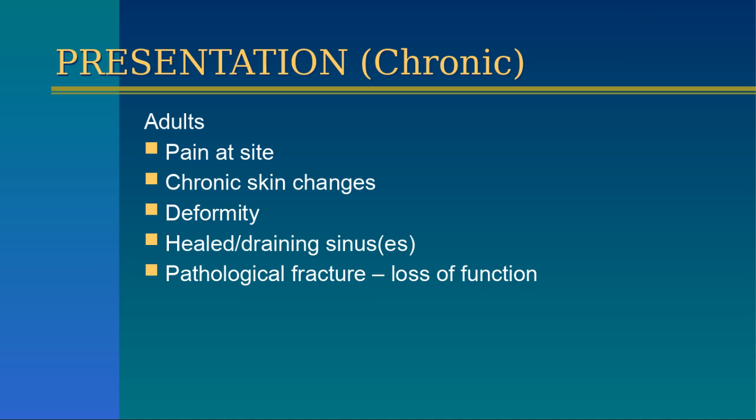In the chronic stage, when they present, usually the adults, they're well looking. They're not coming in with fever and those unless it's acute on chronic. When they come in with chronic presentations, it's more localized. So they come pointing to a specific area. So they have pain at the site, and you may actually pick up chronic skin changes.